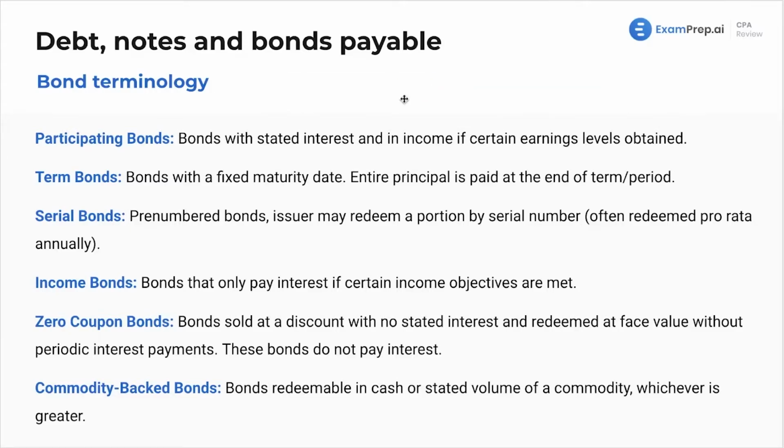Different reasons you might do that, but zero coupon bonds, you might see a couple questions with those on the exam. But these other ones, take a look at your own pace and memorize. Not too important. I would understand the rest of the bond section first and then go back and memorize these.